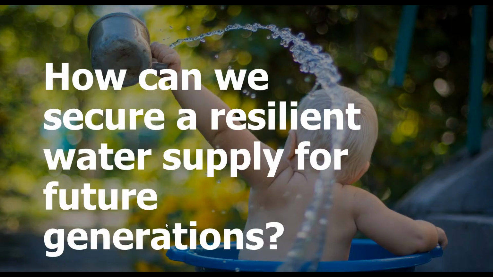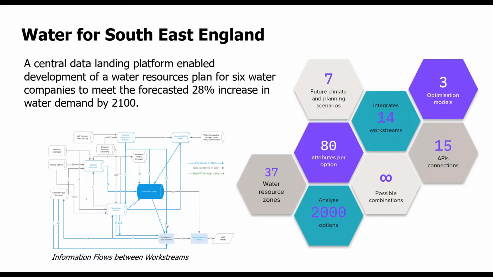To try and tackle this challenge, Water Resources Southeast, or WRSE, was formed, made up of 6 different water companies with the remit to develop a plan across 37 resource zones. To develop this plan, they need to analyse over 2,000 different options across these water companies. An option could be something like a pipe transfer, a reservoir, or a desalination plant, and each of those options had about 80 different metrics, things like the cost, the carbon, the social capital, and environmental factors.